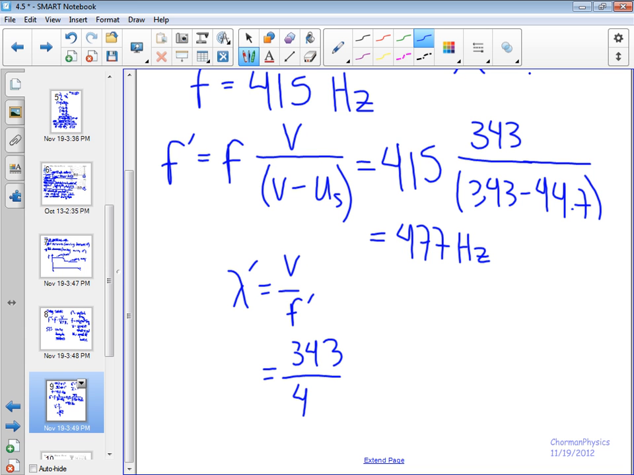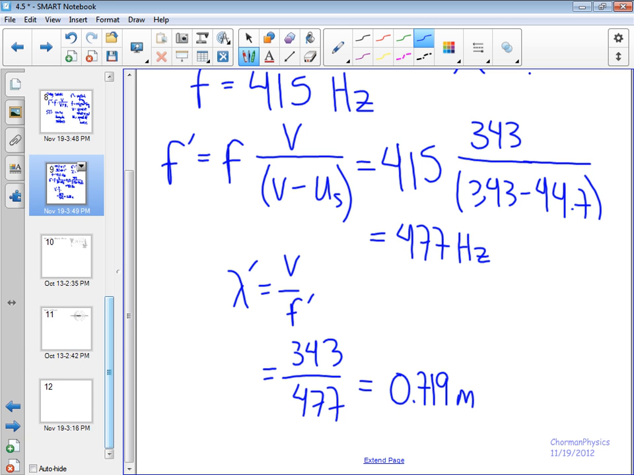And then we can solve for the wavelength. I think my sig figs here are awesome. Let me just go check my calculations. So remember sig figs in here. 343 divided by 477. So that is an example of how the frequency and wavelength are going to change for a source that is moving. So now we're going to take a similar look in the next video for an observer that is moving.